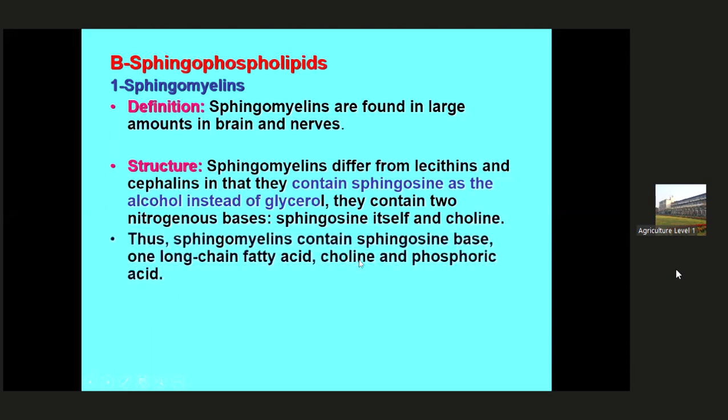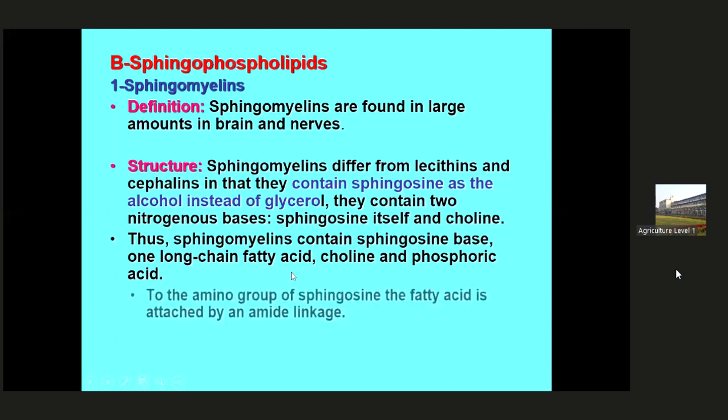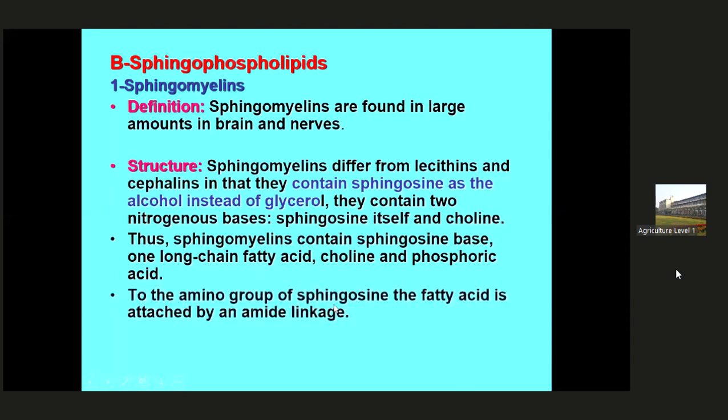Sphingomyelin contains sphingosine base, long chain fatty acid, choline, and phosphoric acid. Instead of glycerol, it contains sphingosine, as sphingosine itself acts as the nitrogenous base as well as the alcoholic group. Lecithin also contains choline, phosphoric acid, fatty acid, and glycerol, but instead of glycerol, sphingomyelin contains sphingosine. To the amino group of the sphingosine, the fatty acid is attached by an amide linkage.